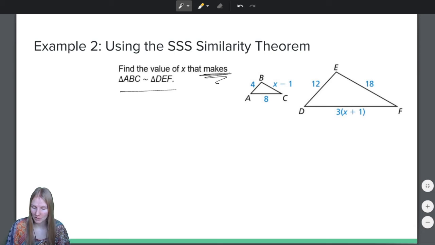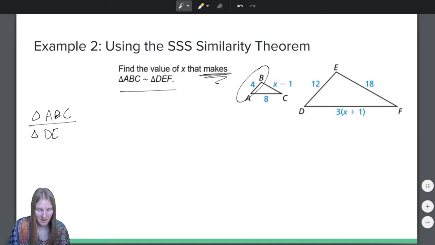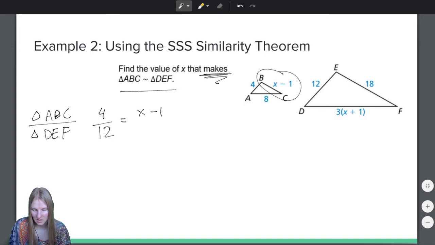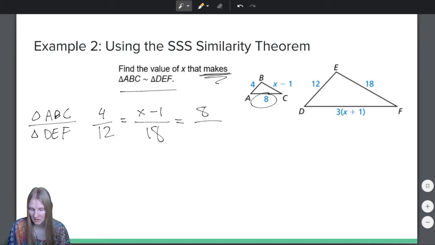So that would mean that AB, and we'll put triangle ABC on top and triangle DEF on the bottom, it would mean that the ratio of 4 to 12 would need to be equal to the ratio of x minus 1 over 18, which is equal to the ratio of 8 to 3x plus 1. Right? These are all the corresponding sides.